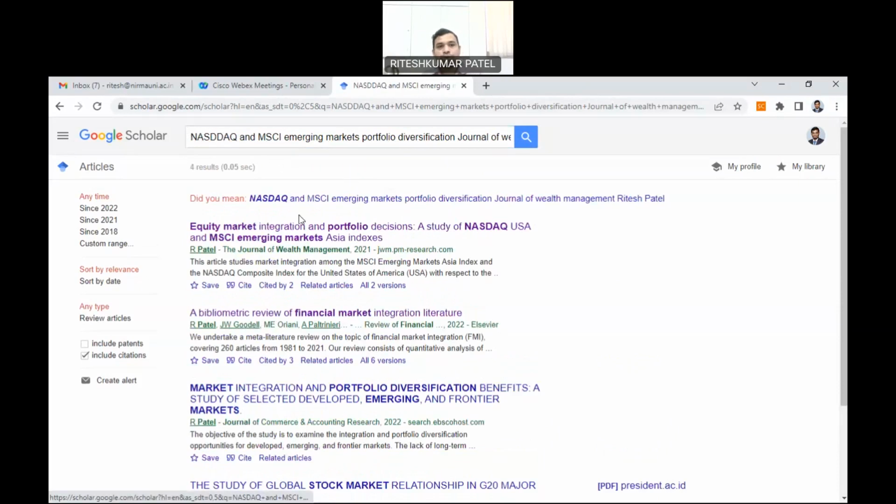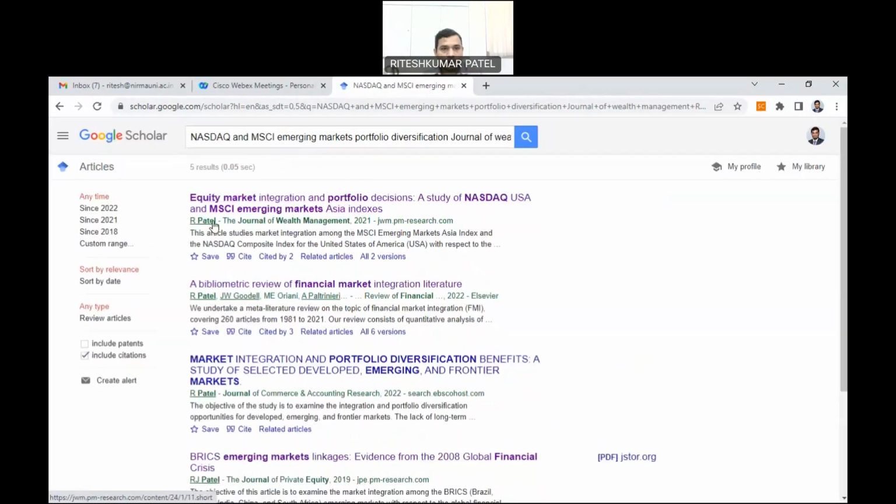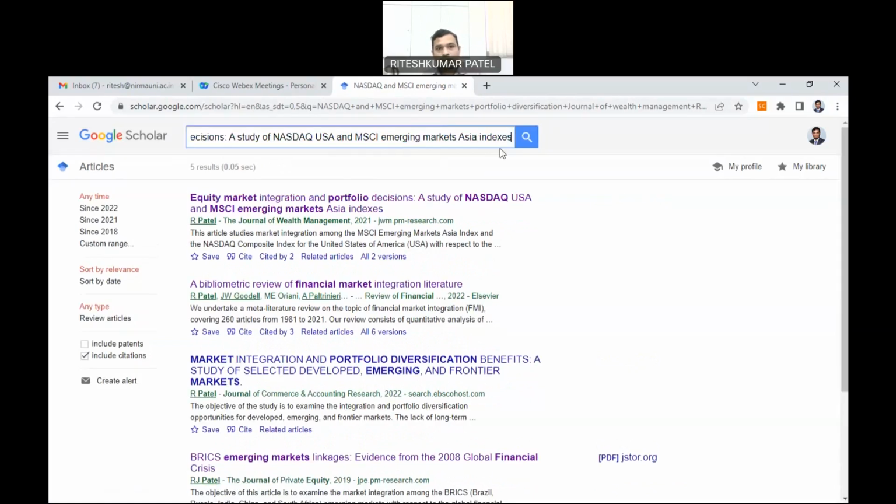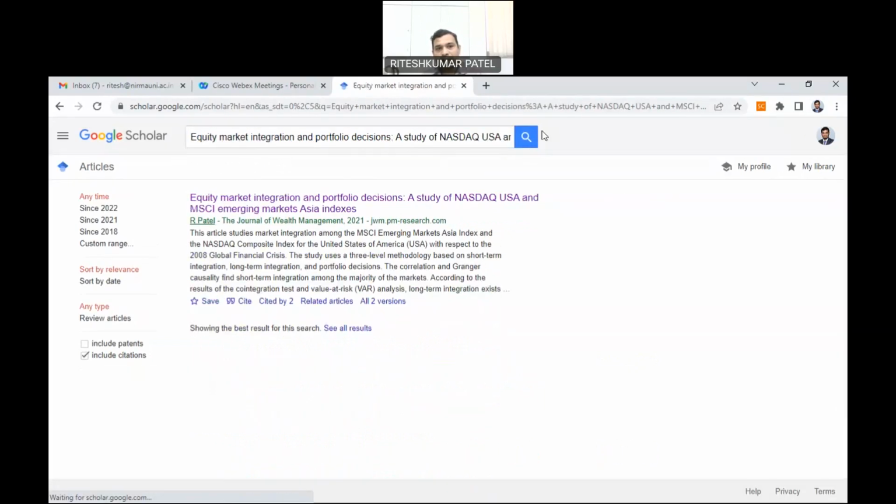Yeah, so I put it in NASDAQ and emerging markets. Okay, this first paper I want, say for example, then I will simply paste the title. The moment I paste the title, I will get the result like this. Now at the bottom, I have different available options over there. It also shows how many people have cited it. So I can click on cite.